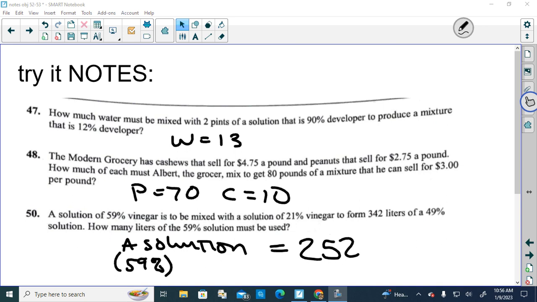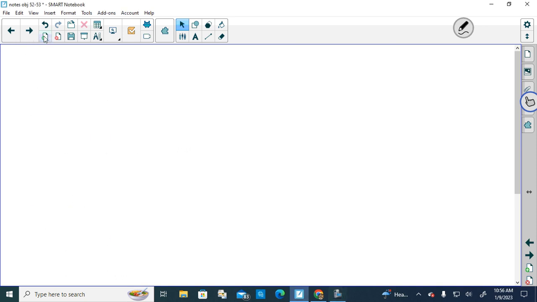So for 47, the water should have been 13. You may need me to go over that to see what I did wrong. Do that one, okay? Start with that one. Okay, so, no other question. How much water must be mixed with 2 pints of solution? Okay, so we already know that we have 2 pints, right? Just like we did with the example, we had 5 pints, right? So you're going to have the 2 plus the water equals a mixture, right? Just like this.